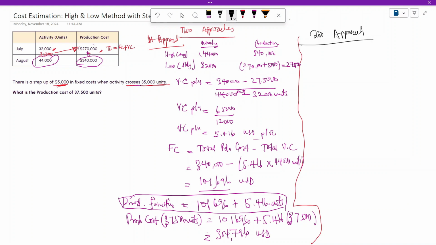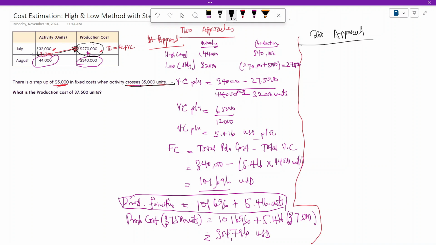In order to look at the second approach, we have to go back to the question. This question is saying there is a step up of 5,000 in fixed cost when the activity crosses 35,000. In between here, 35,000 is 270,000. Immediately the activity crosses 35,000, the production cost increases by 5,000. It's as simple as that.